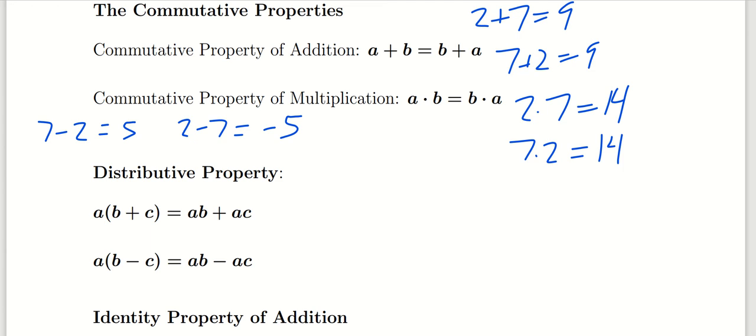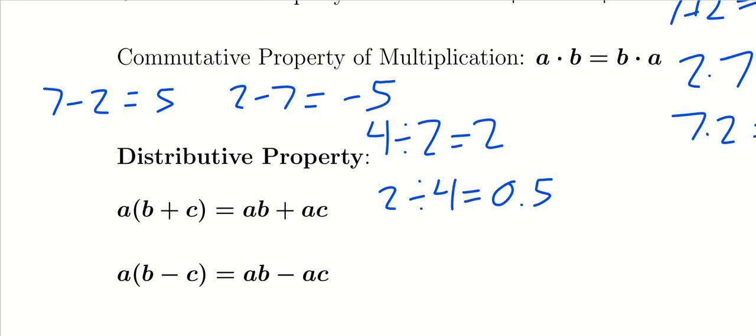Same thing with division. We did talk about this in class one day, but if you do 4 divided by 2, that would give us 2, but 2 divided by 4 would equal a half, which is 0.5. So with addition and multiplication, you can flip the numbers around and you get the same answer, so those two operations are commutative, but subtraction and division would not be commutative.